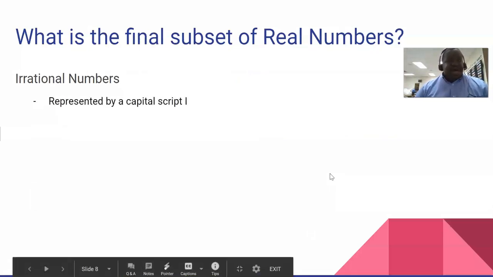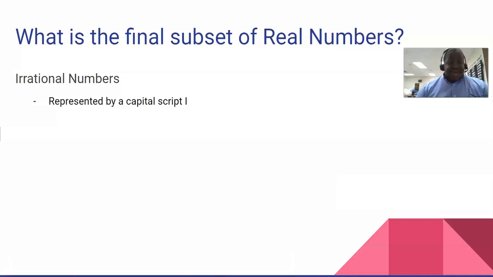The final subset of real numbers, the last one that we'll be discussing, are what we call irrational numbers. So irrational, the prefix IR stands for not, so they're not rational. They cannot be written as a fraction. Think about what we said on the previous slide about the root word ratio. It's represented by a capital script I.